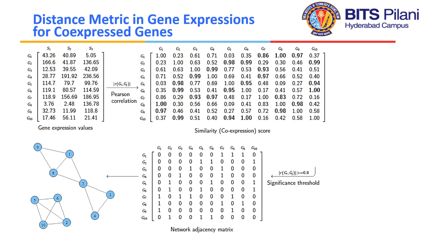But how do we determine which genes are significantly related? So we apply a threshold of 0.8, meaning only genes with a correlation of 0.8 or higher are considered strongly co-expressed. The result is a binary adjacency matrix, where 1 means a connection exists and 0 means no connection. Now let's visualize these relationships in a graph, a gene co-expression network.